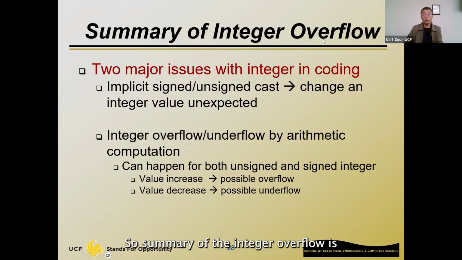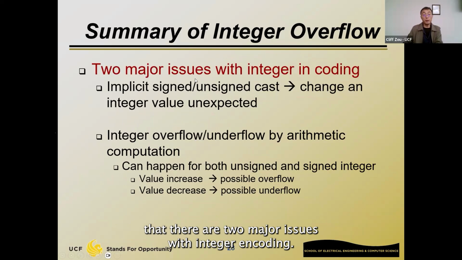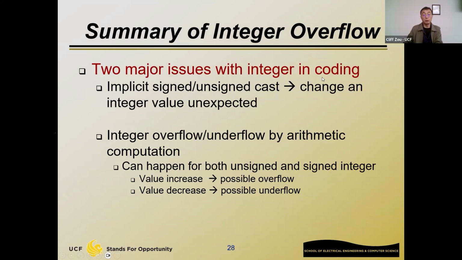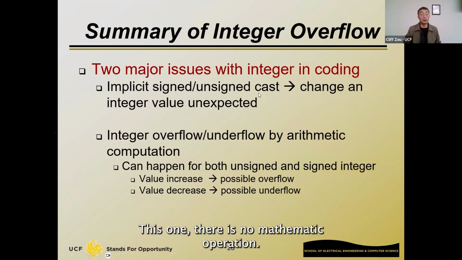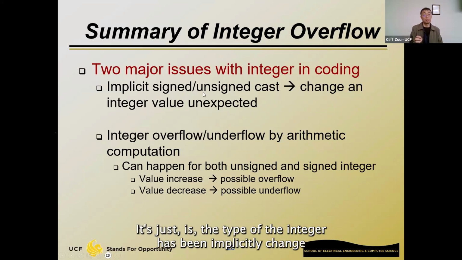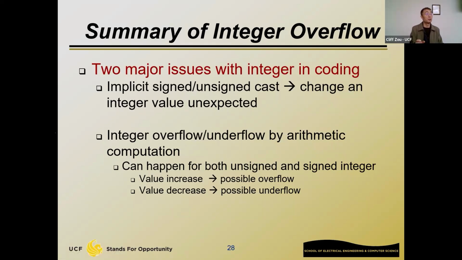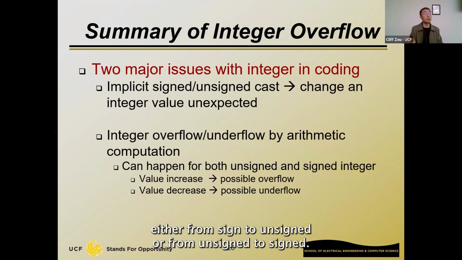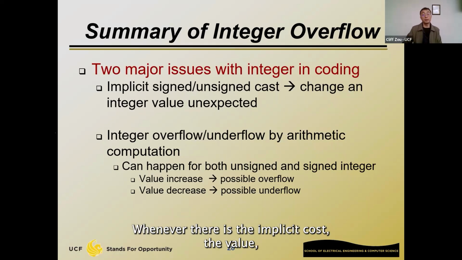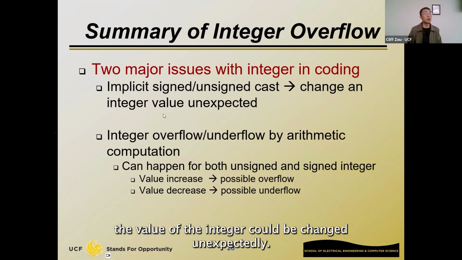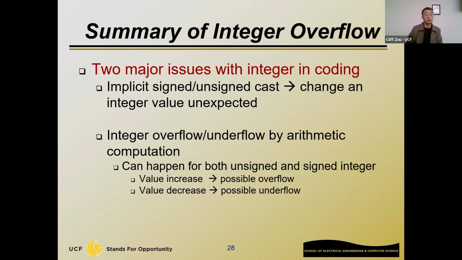So the summary of integer overflow is that there are two major issues with integer encoding. One is the implicit signed to unsigned cast. In this one, there is no mathematical operation. It's just that the type of the integer has been implicitly changed, either from signed to unsigned or from unsigned to signed. Whenever there is an implicit cast, the value of the integer could be changed unexpectedly. So that is one issue for the integer.